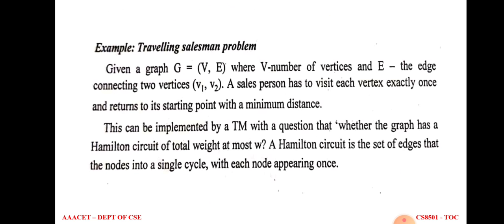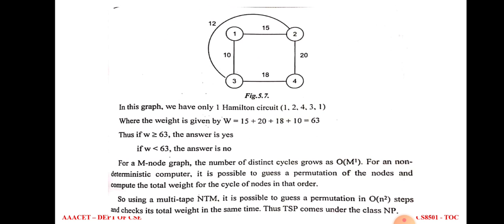A salesperson has to visit each vertex, each node, exactly once and return to the starting point with the minimum distance. That is the traveling salesman problem. So this is an example problem. There are 4 nodes, 1, 2, 3, 4, with the same weights as in the previous problem. So here we can easily solve the problem.